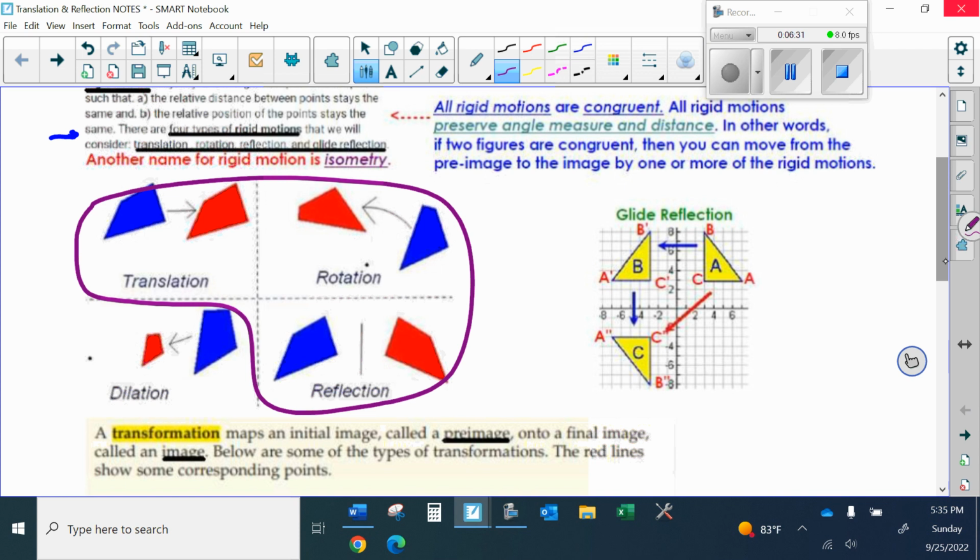The definition of congruent on the DCAS is if I can go from the pre-image to the image by either a translation, a rotation, a reflection, or any combination of those, which would be the glide reflection. They always preserve angle measure and distance. So congruent, same shape and size, is a simple way of saying it. In other words, if two figures are congruent, then you can move from the pre-image to the image by one or more of the rigid motions.